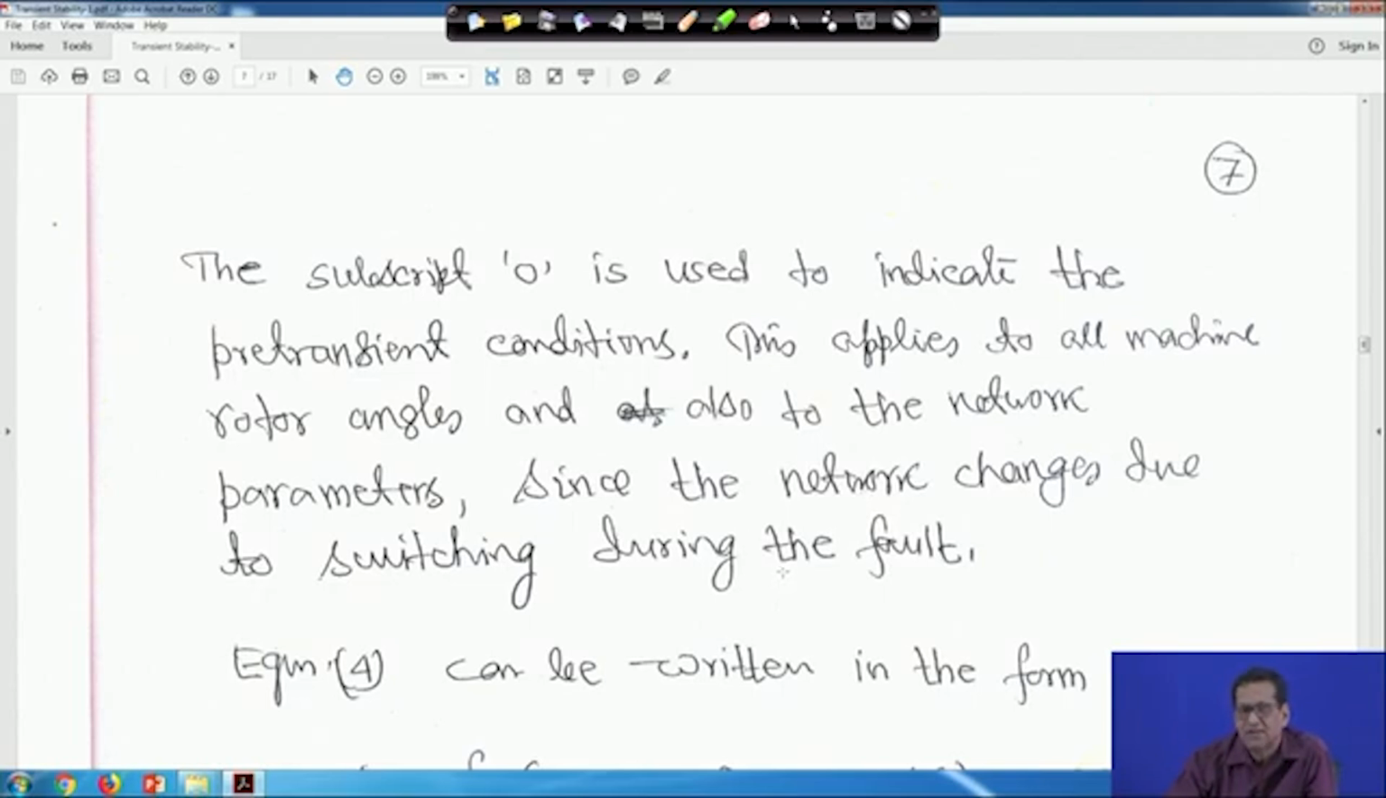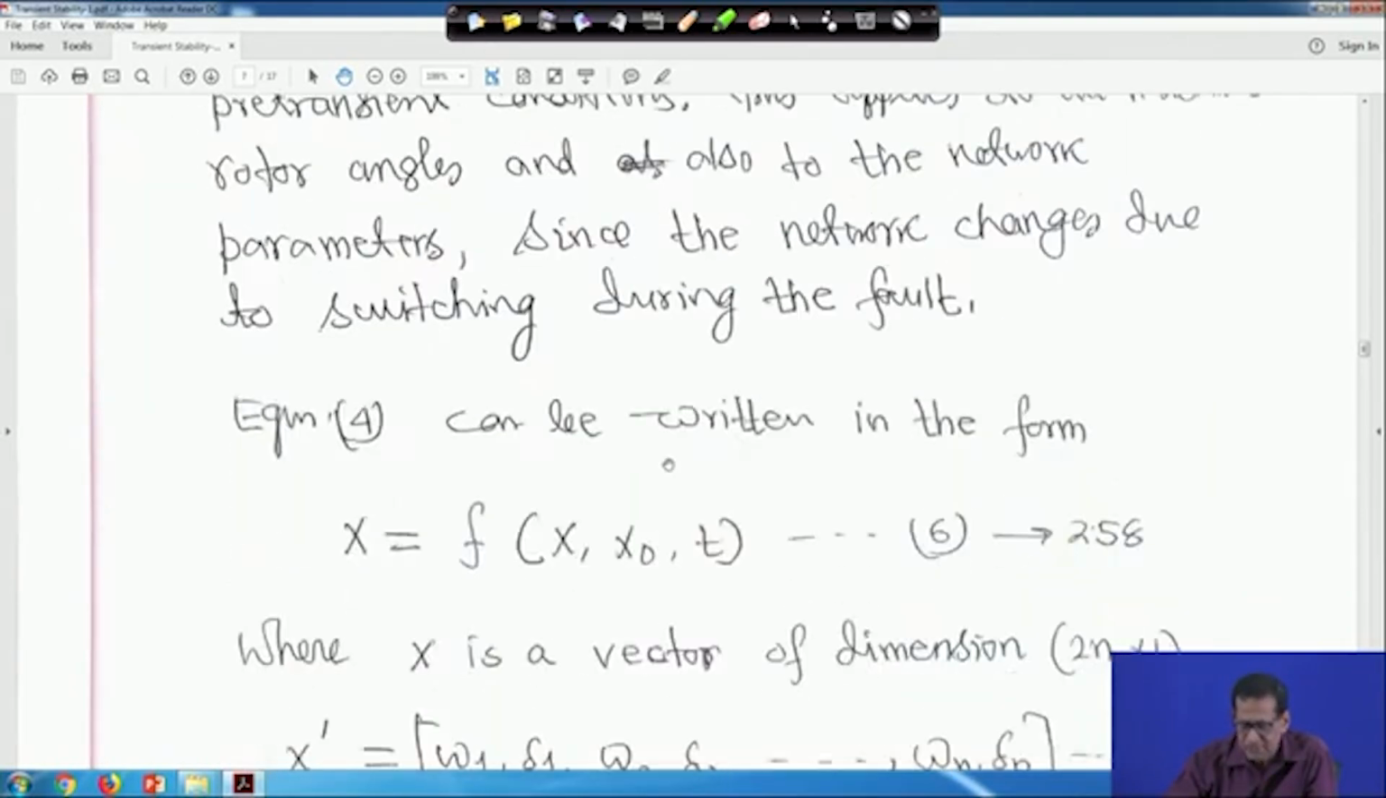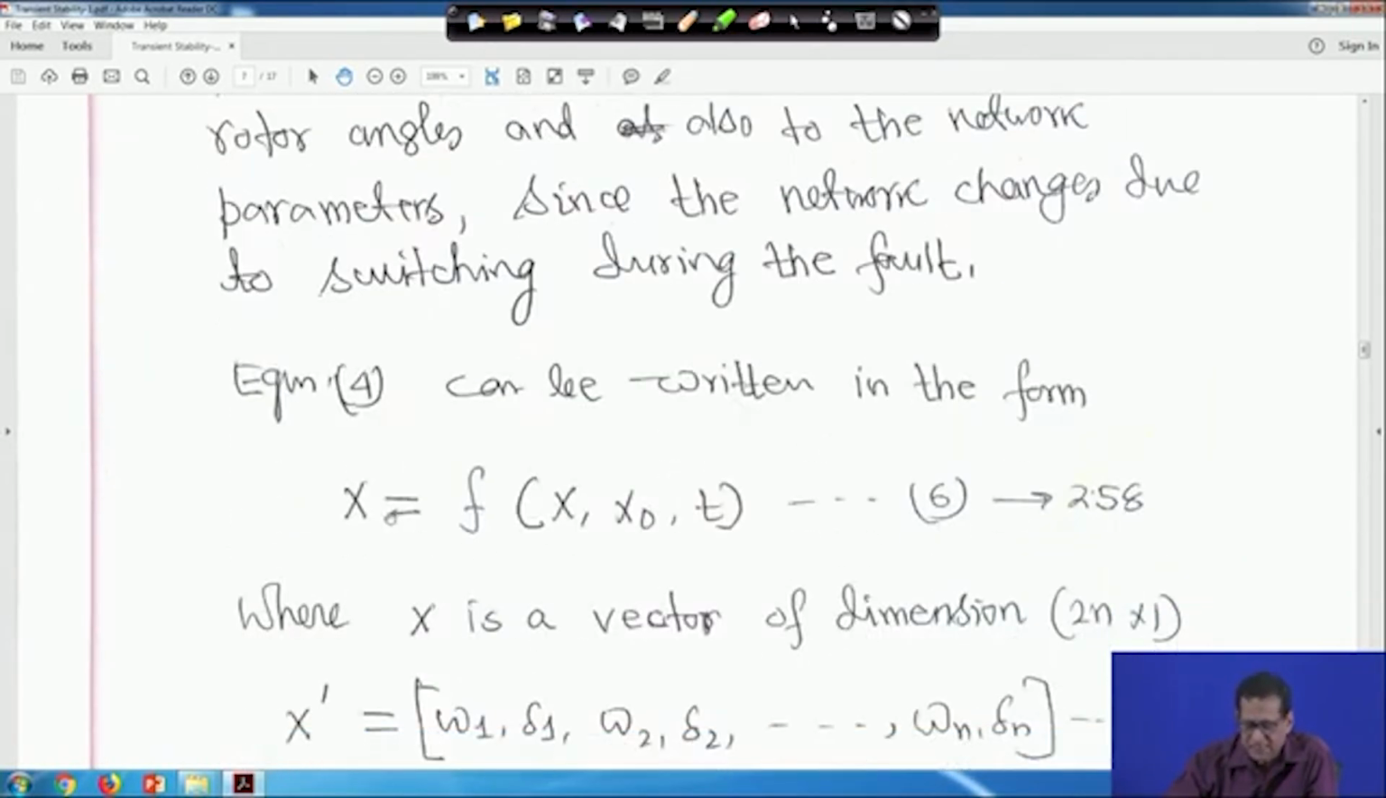Now, equation 4 can be written in the form x dot. A dot is missing, it will be x dot. x dot is equal to f(x, x0, t). This way we can write it, this is for my own reference. So, x dot is equal to f(x, x0, t).